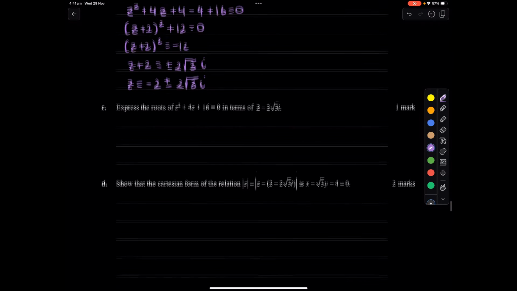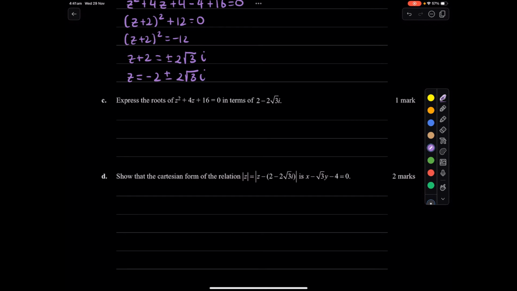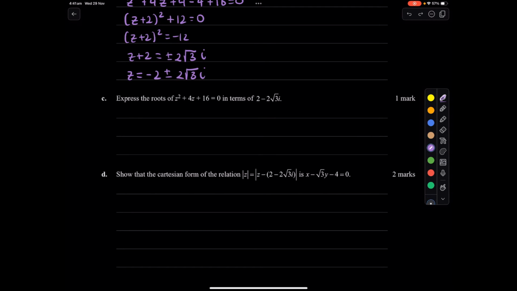Express the roots of this in terms of this. So we want to express them in those. Okay, let's look at the first root. I want to separate them actually. So the first root is what? Negative 2 plus 2 root 3i. And the other one is negative 2 minus 2 root 3i.